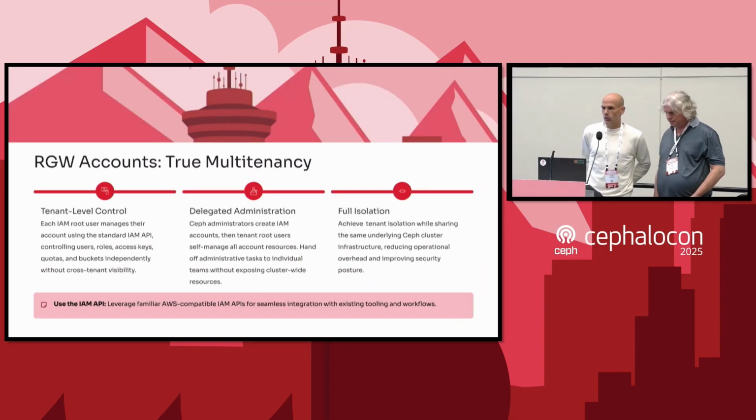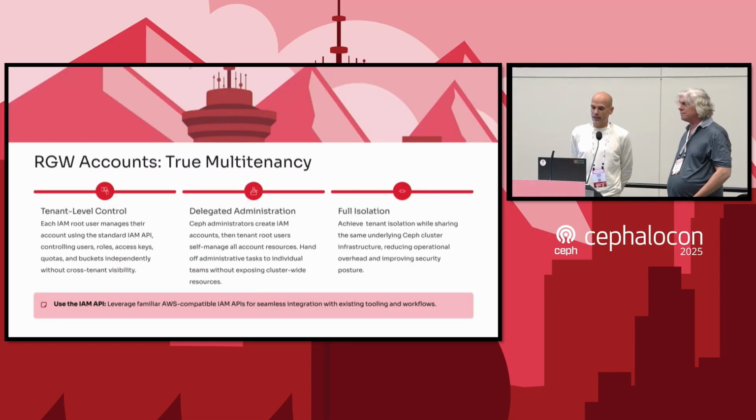And then very quickly, RGW accounts are a really big one for multi-tenancy in RGW. Being able to delegate to a tenant and make them responsible for their chunk of resources inside object storage is really important. And all of this is done through the IAM API, so it's fully compatible with AWS and with any automation that goes around it, like Terraform, Ansible, etc. You can just plug it in and it's going to work because it's compatible with the IAM API.